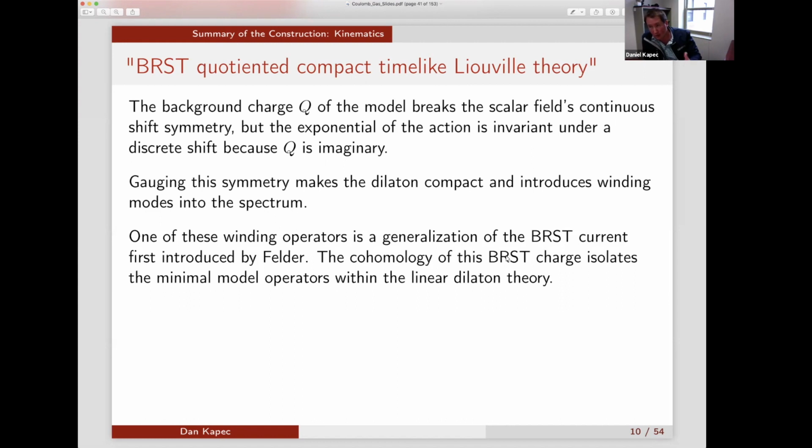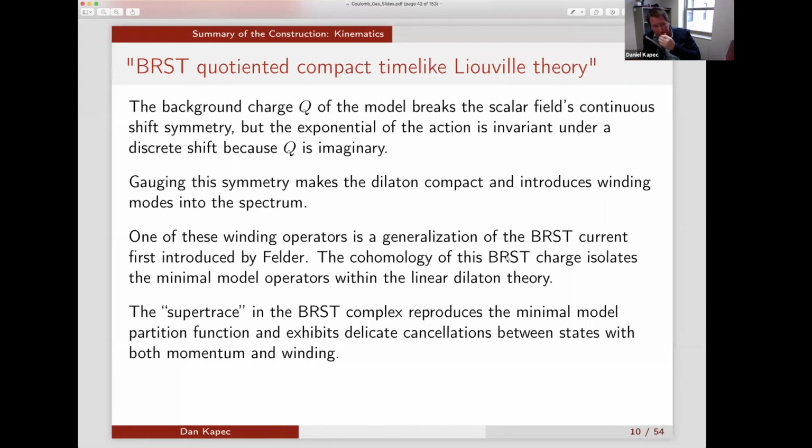within this much larger linear dilaton Fock space. So it answers the question, what is special about the minimal model operators within the full linear dilaton theory? And one kinematic clue that you are going in the right direction is that the supertrace in this big BRST complex does reproduce the full minimal model torus partition function.